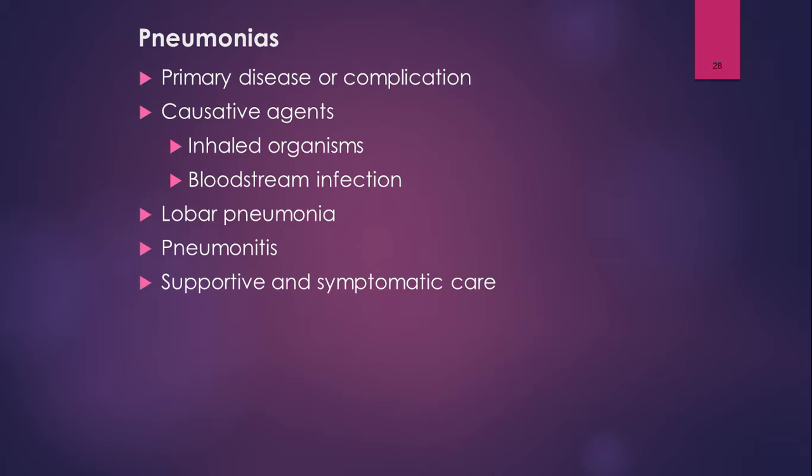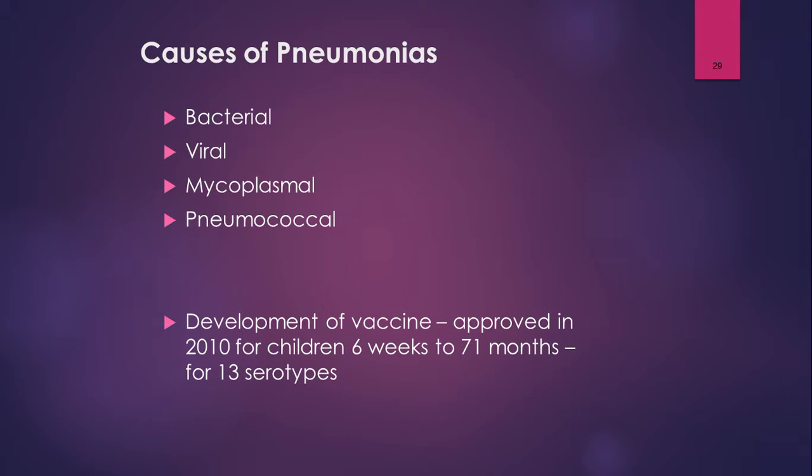Pneumonia may occur either as a primary disease or as a complication of another disease. The causative agent is either inhaled into the lungs directly or comes from the bloodstream. Pneumonitis is a localized acute inflammation of the lung without the toxemia that's associated with lobar pneumonia. Nursing care of the child with pneumonia is primarily supportive and symptomatic, but it requires thorough respiratory assessment.